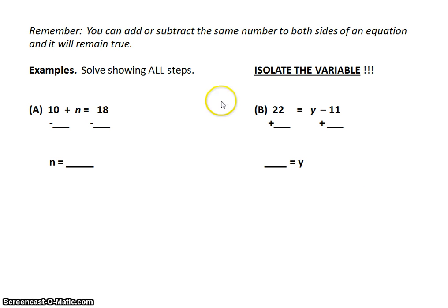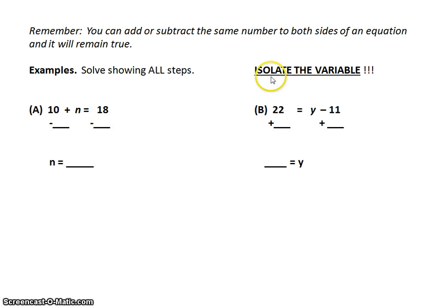Now remember, you can add or subtract the same number to both sides of an equation and the equation will remain true. So if you subtract the same number from each side, the equation will remain true. If you add the same number to both sides of the equation, it will remain true. Now, let's take a look at example A: 10 plus n equals 18.